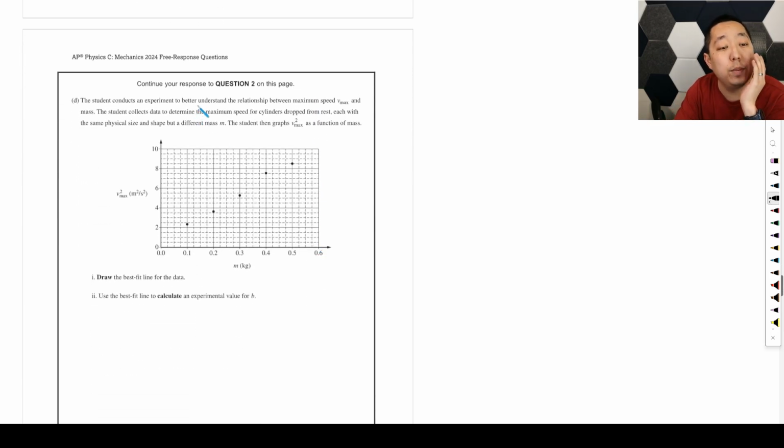The student conducts an experiment to better understand the relationship between maximum speed Vmax and mass.